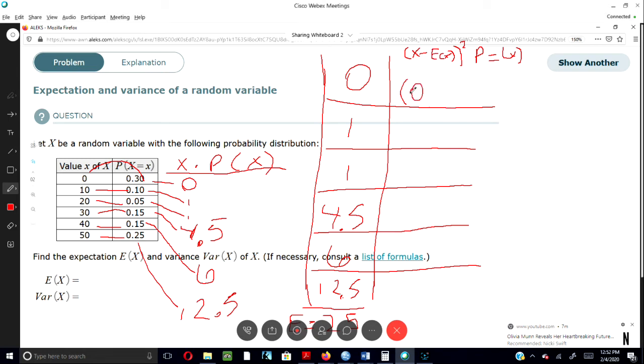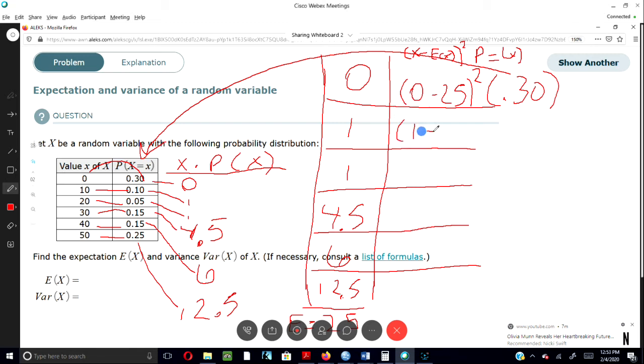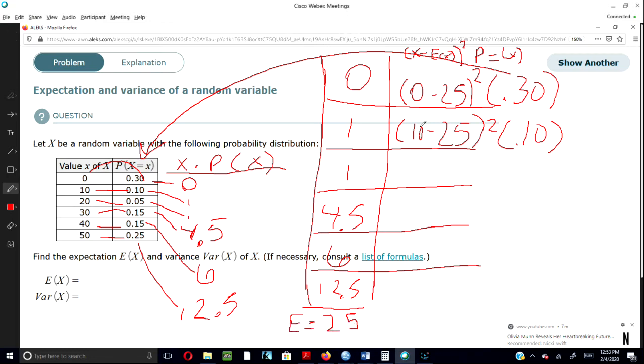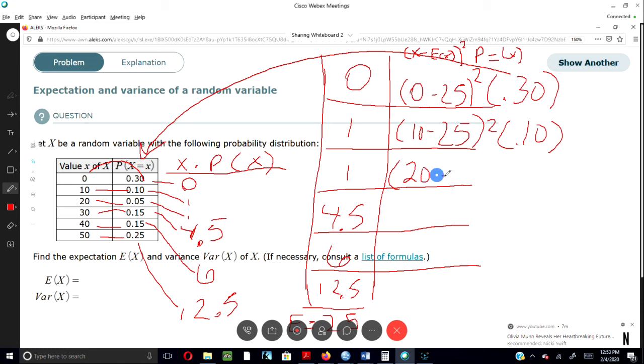So we'll say parentheses 0, and remember this 0 is the numbers from our x values, minus 25 squared times 0.30. And this 0.30 comes from this row here. So we're simply going to write all the numbers that we see on this row as we plug them all in. So next we'll say 10 minus 25 squared times 0.10. Then we'll go down again and use our numbers over there, and then we'll say 20 minus 25 squared.